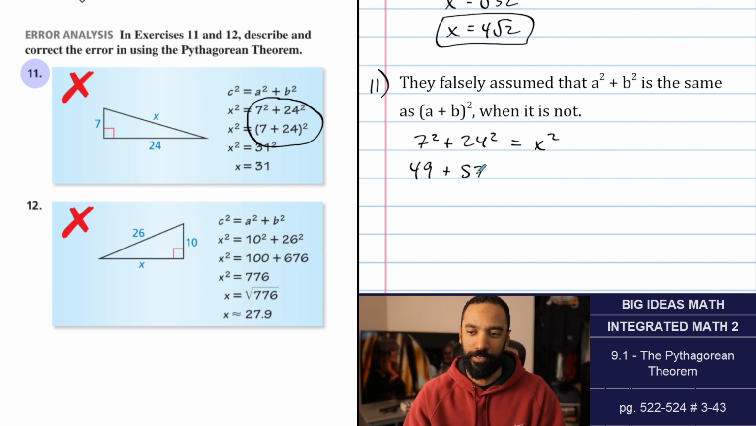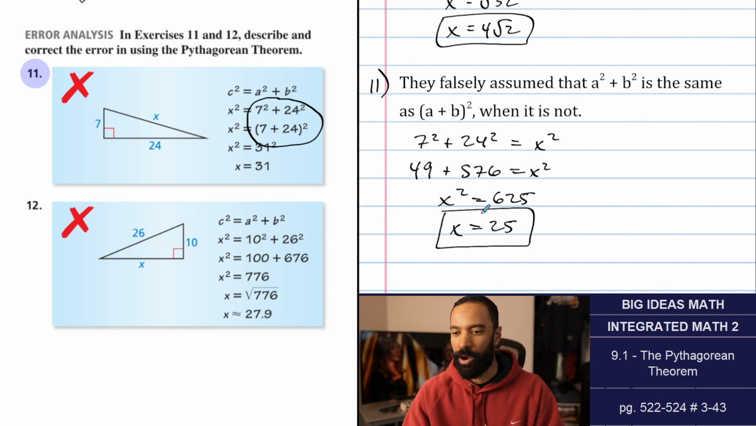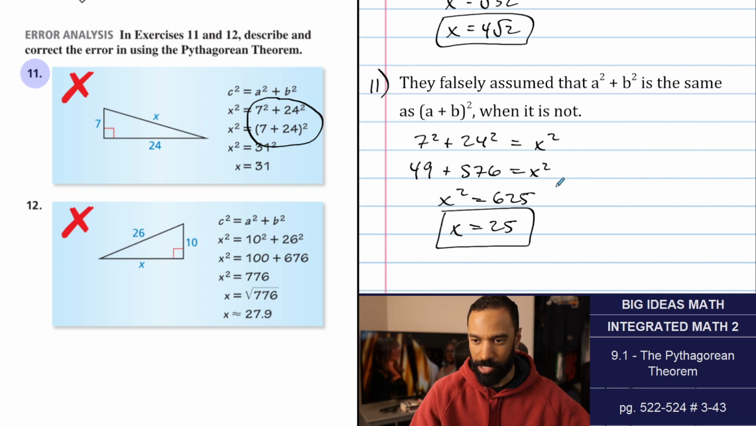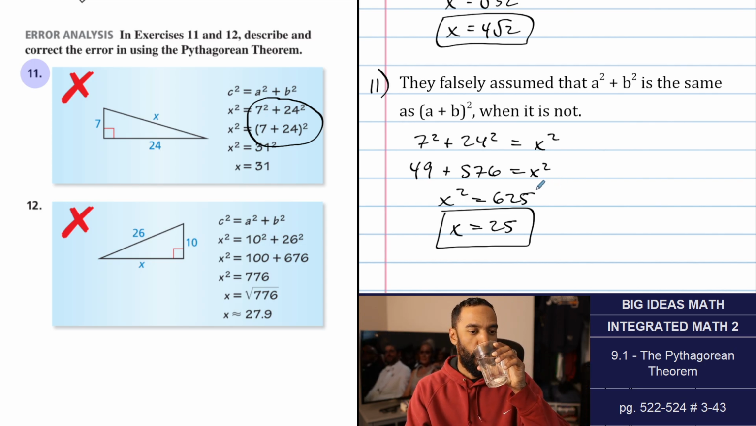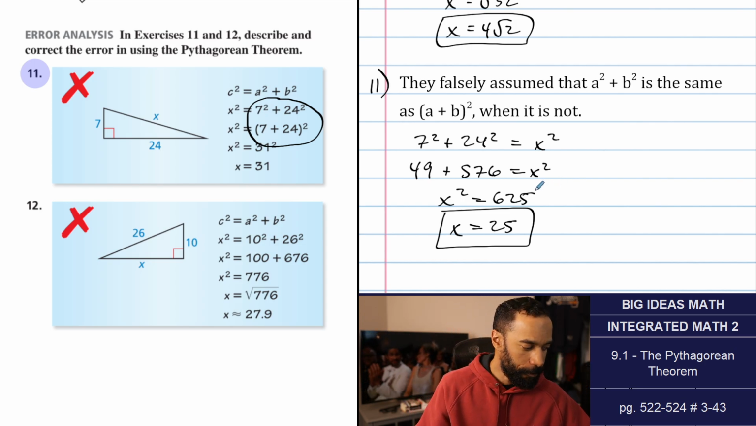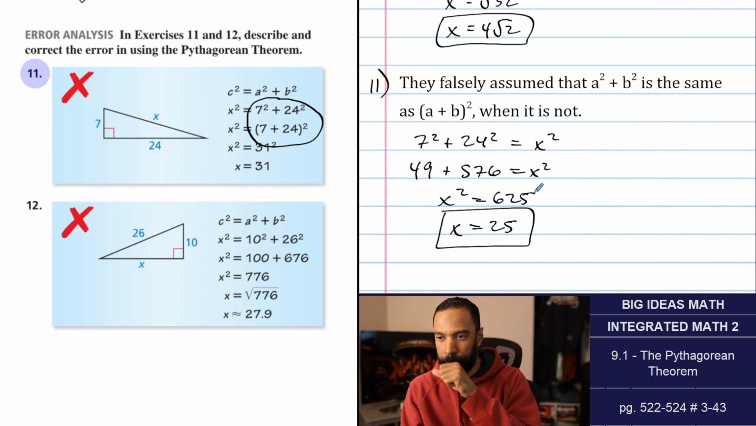This is 49 plus 576, which is 625. And the square root of 625 is 25. So that corrects the error. That is the correct answer to this thing, not 31. Hopefully we learned off this as well.